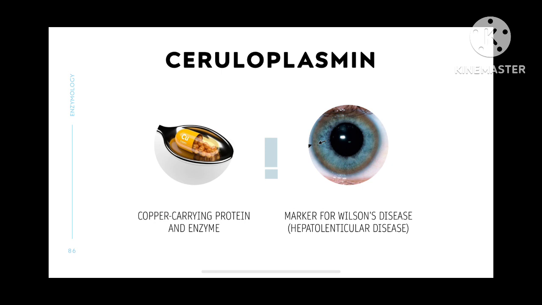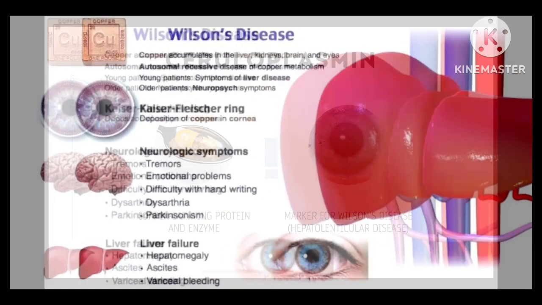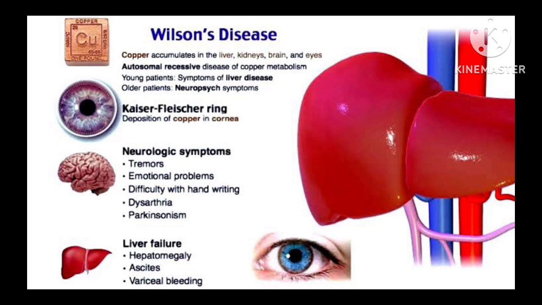Ceruloplasmin is a protein that is made in the liver. It stores and carries copper from the liver into the bloodstream and to the other parts of the body that need copper. Copper is a mineral that is found in several foods that include nuts, chocolates, mushroom, shellfish, and even liver meat. This enzyme is also considered a marker for Wilson's disease, otherwise known as hepatolenticular disease.